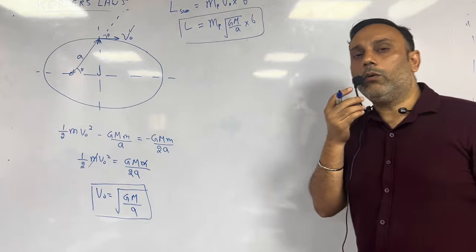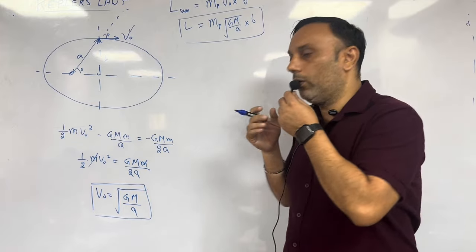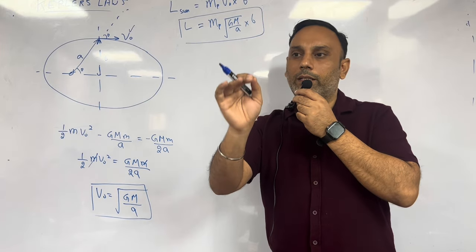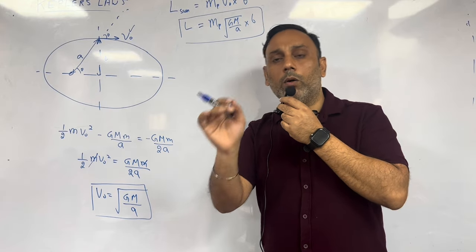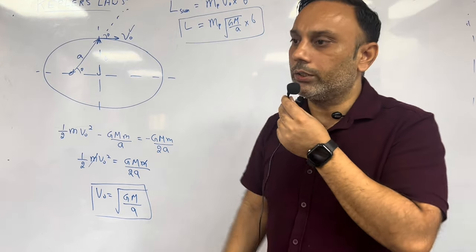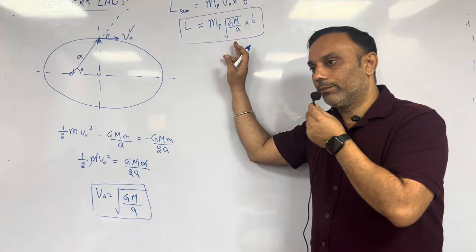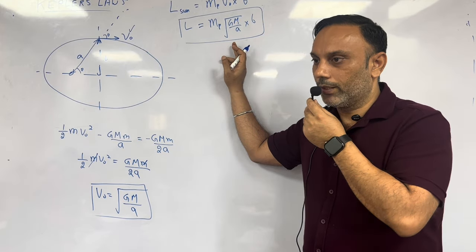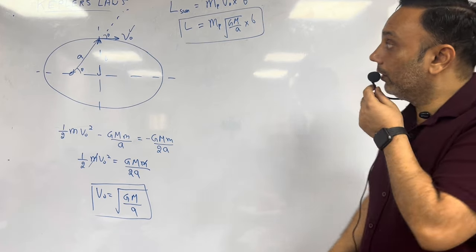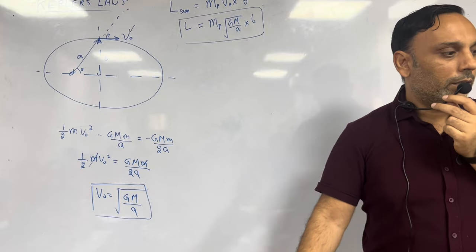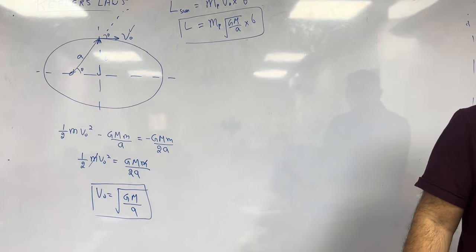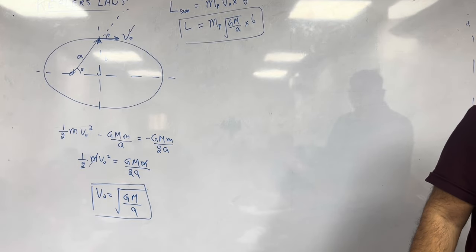So we know total energy is constant, and we know its expression: minus G M m by 2A. We know total angular momentum is also constant, and we got its expression also. Okay, beta? That was our point number 8. Now point number 9. What is that, beta?